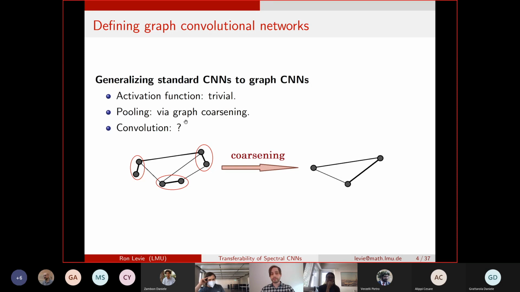There are different ways to do it. The idea is to take nodes with strong connectivity and collapse them to a single node. This is the way we downsample the graph. There are different ways, but let's take it as a black box and focus on how to define convolution on graphs.